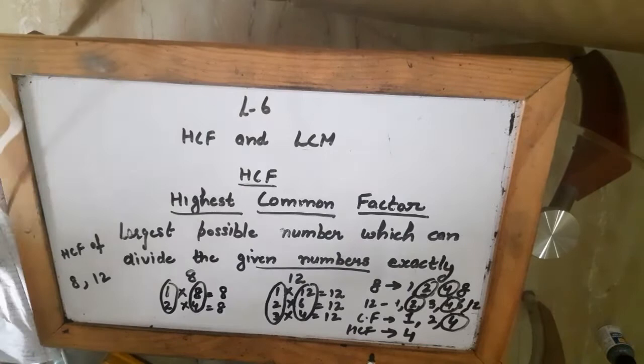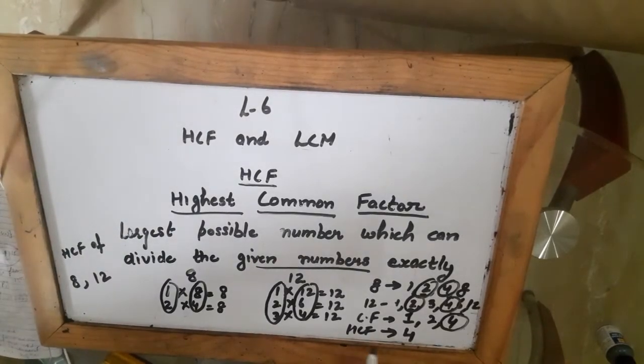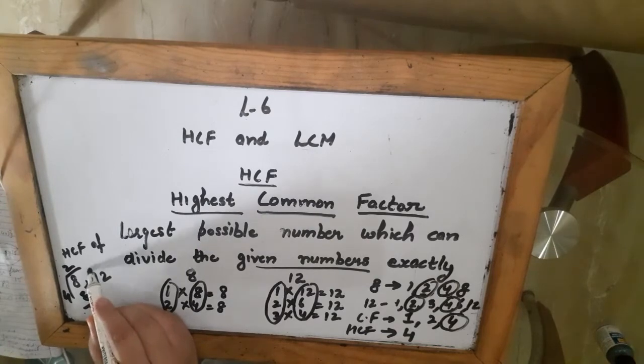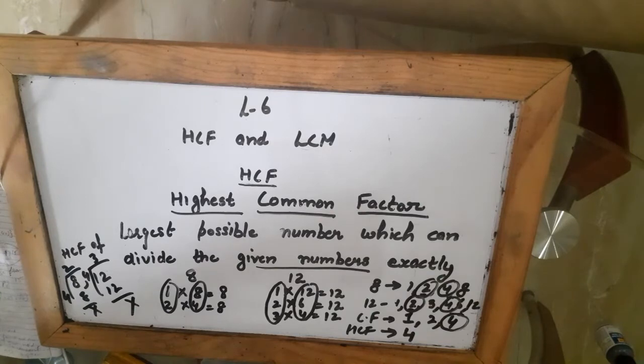Okay, so HCF, it means 4 is the highest number which is common to both of them and which is a factor of both of them. It means 4 will divide 8 exactly, and 4 will divide 12 exactly, and this is the highest number which will divide both these numbers exactly. After 4 there is no other number which can divide both these numbers exactly.